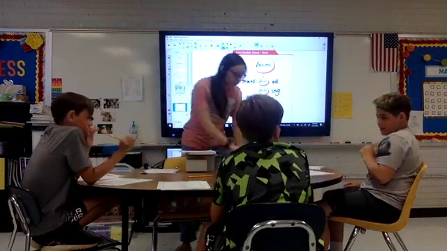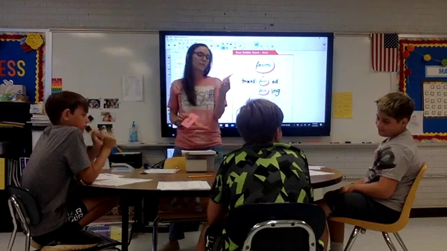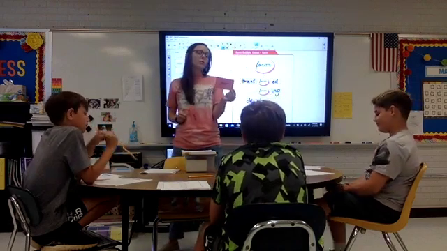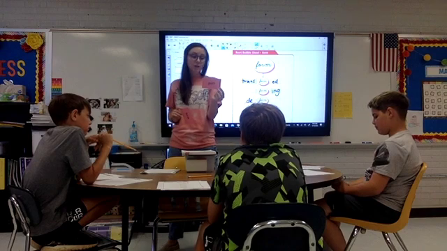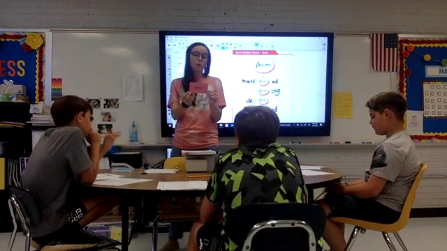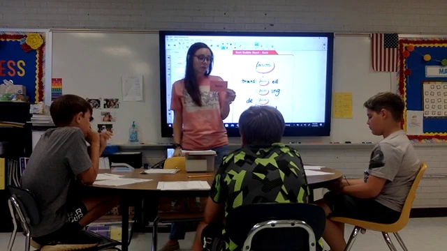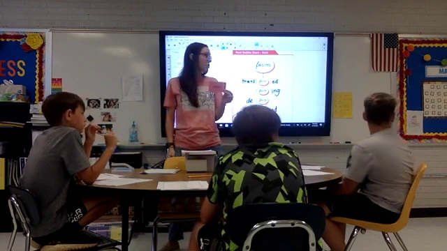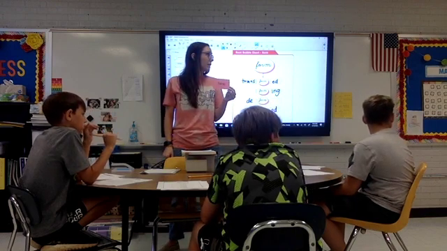All right, let's review. We have Latin root port. Transport means to carry. Porthole means an opening or gate. Latin root form. Formless means without shape. Transformed means to change shape. So form means.